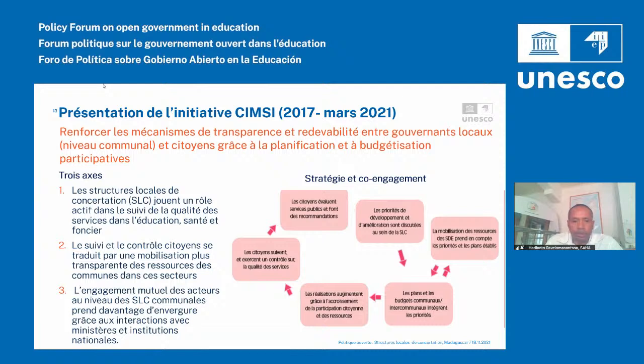So that was back in 2015. And we wanted to use this structure as an experiment to look at citizen participation and involvement. So we were looking at service quality in one sector. One was education, the other one was health and land management. You can see to the right the strategy for co-engagement that we used.